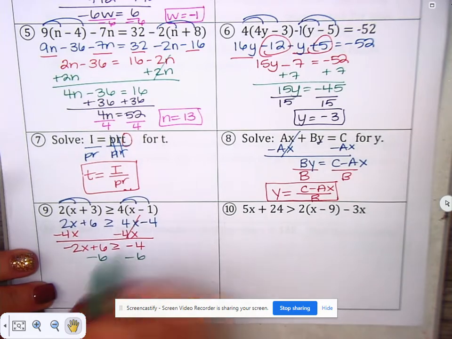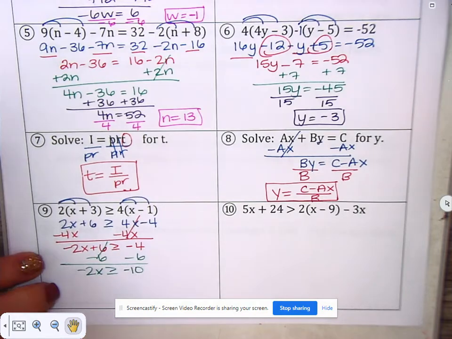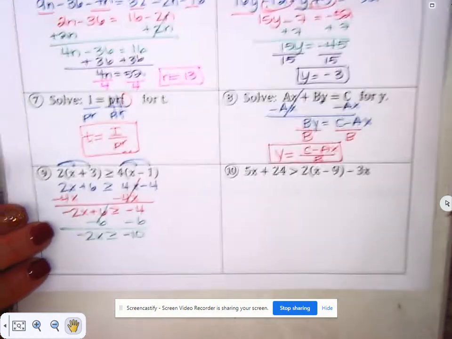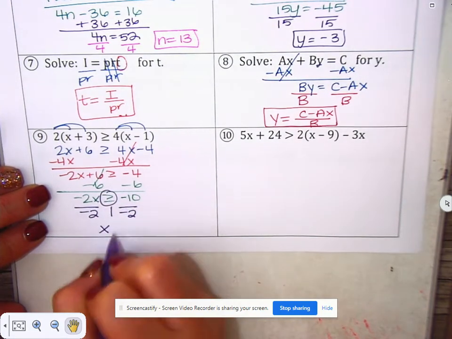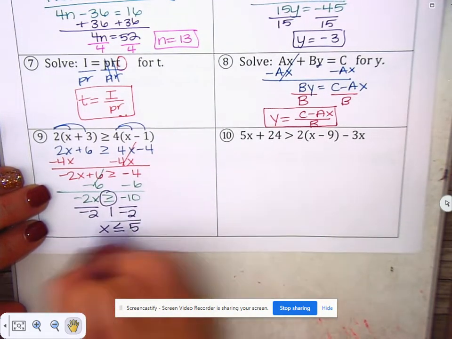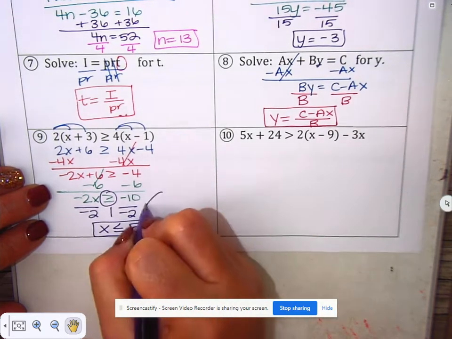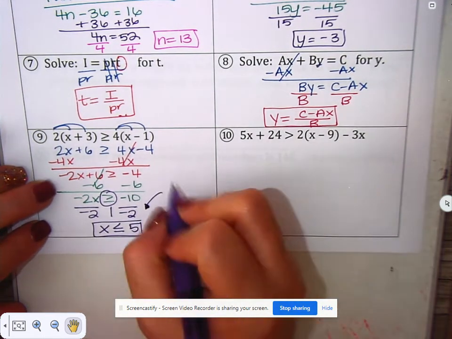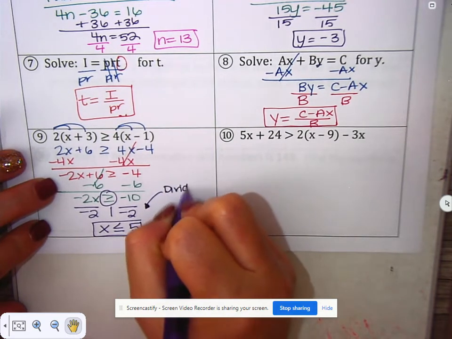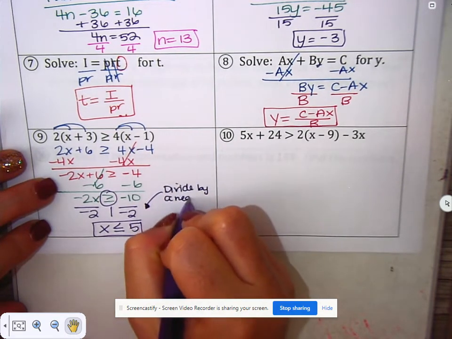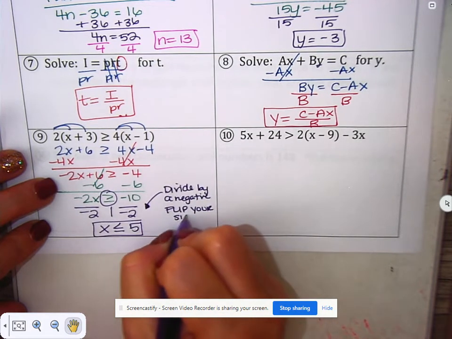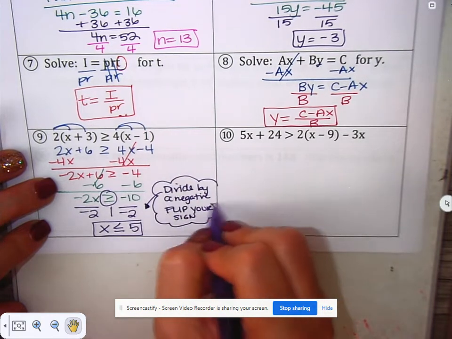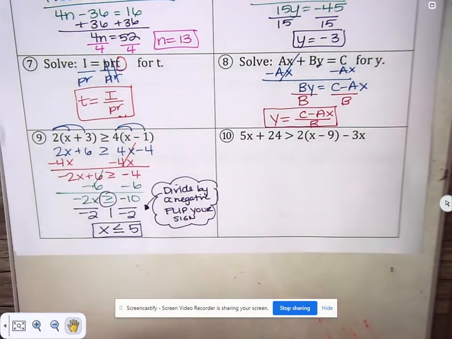Okay, so I'm going to start by distributing. Okay, rearrange. Everything is the same so far. All right, so then right here, I'm going to divide by negative 2. So I'm dividing by a negative. So you're going to notice my sign is going to flip. And my answer is x is less than or equal to 5. Okay. So again, if you divide by a negative, you have to flip your sign. So just put a little note there so that you remember that.